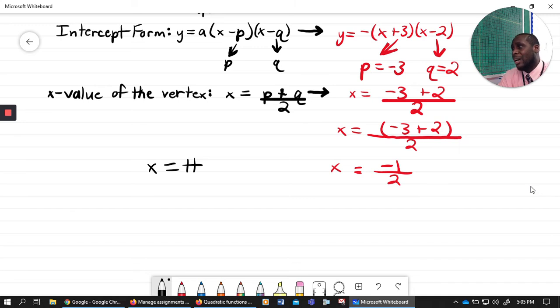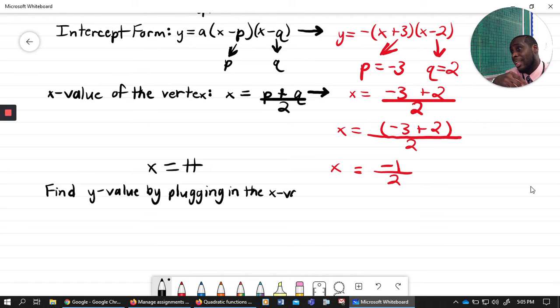And so we find our y value by plugging in the x value. Find the y value of the vertex by plugging in the x value into that equation. By substituting, plugging in the x value that we just now got. So we're going to have to plug in that x value.